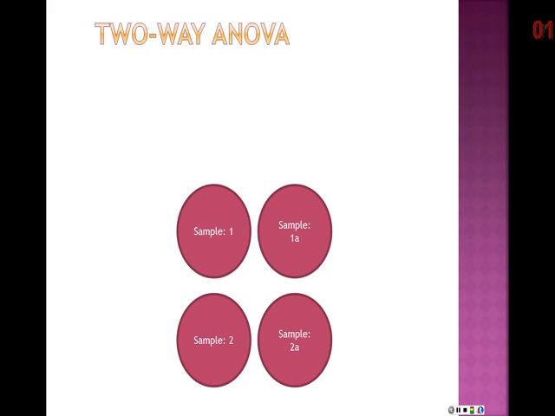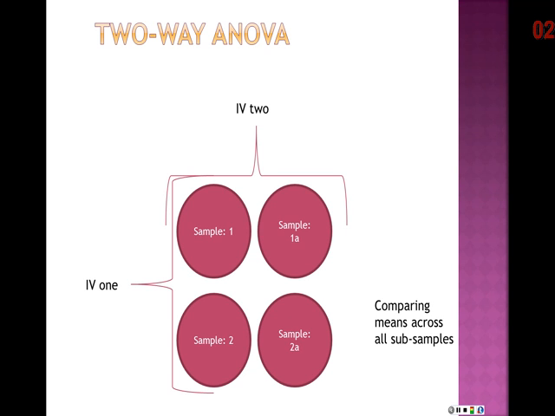So in this case, we kind of have four samples, right? We have independent variable 1, and then we have independent variable 2, and how those two independent variables can interact to create differences in a dependent variable. So we're comparing means across all subsamples.